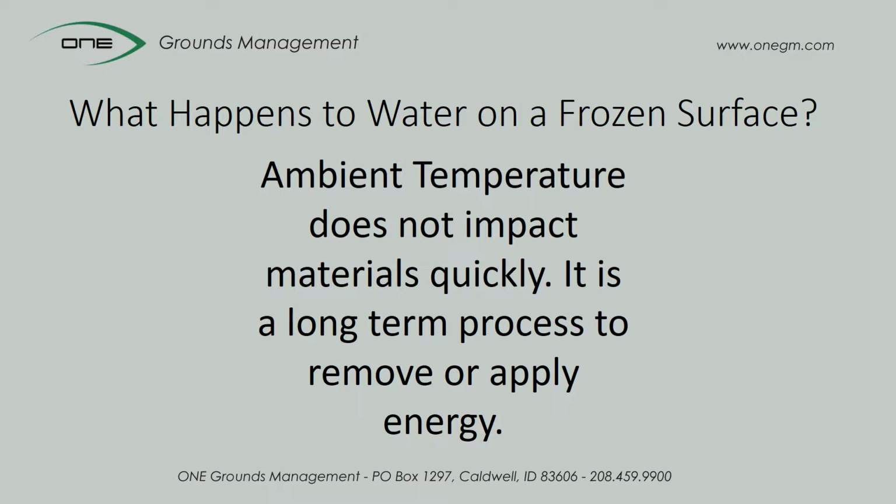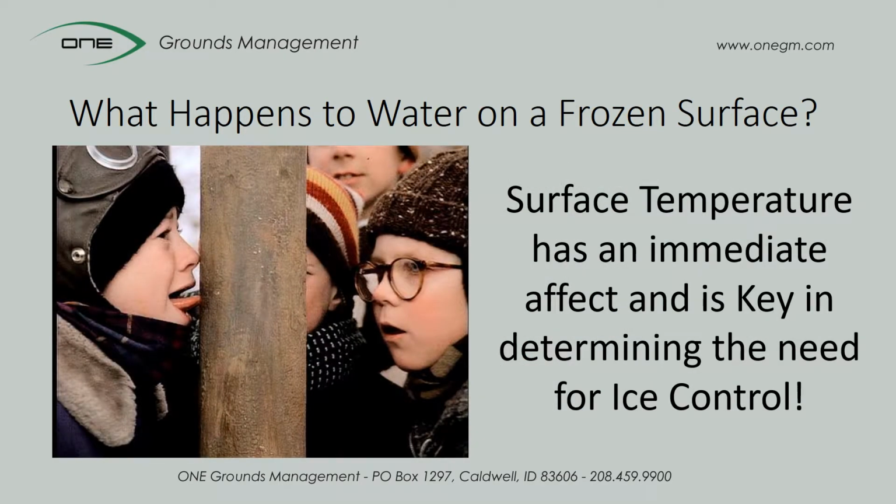Surface temperature has an immediate effect on materials that come in contact with it. Have you ever spilled a little bit of the cake batter in the oven? It cooks immediately. Water spilled in the freezer freezes quickly or immediately as well. If surface temperature did not have such an immediate effect, the tongue on a frozen pole wouldn't be that funny.